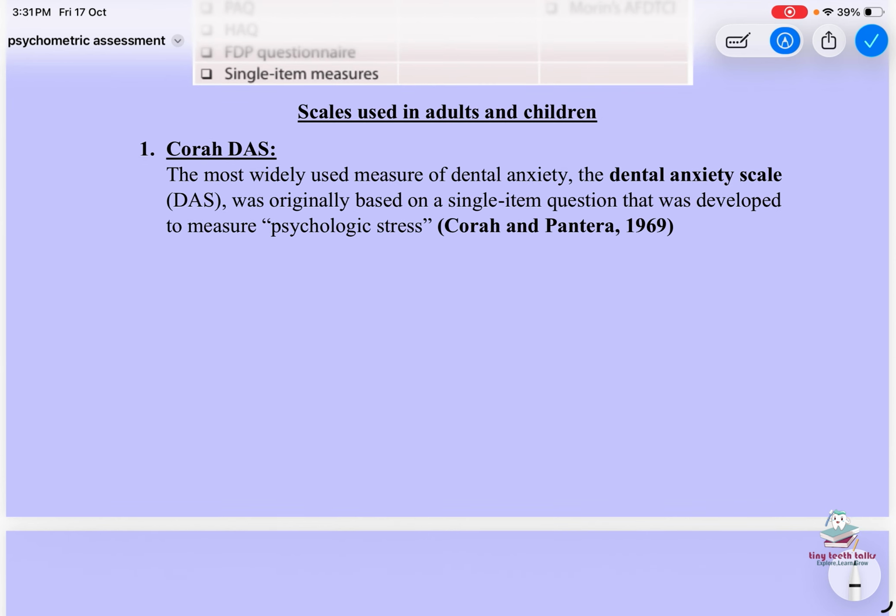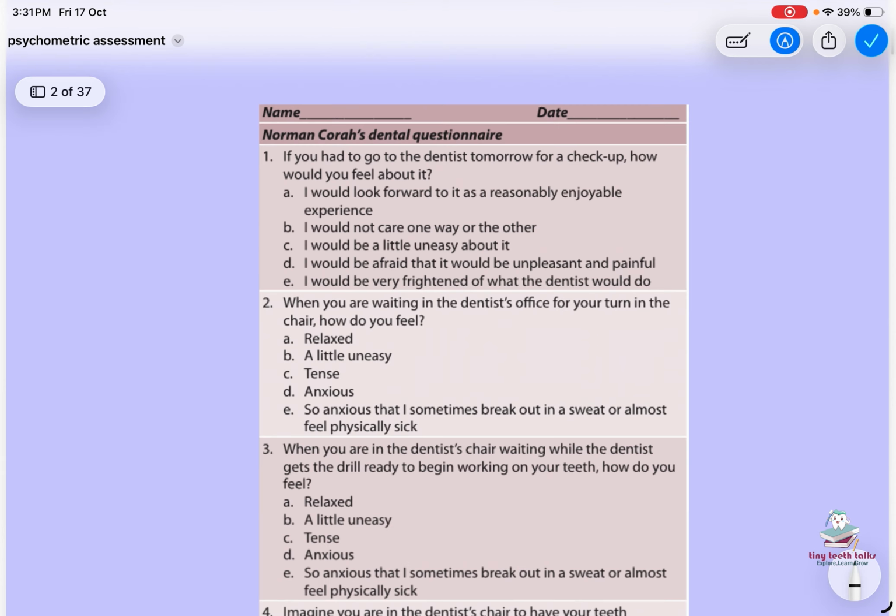First is Corah's Dental Anxiety Scale. The most widely used measure of dental anxiety, the Dental Anxiety Scale, DAS, was originally based on a single item question that was developed to measure psychological stress, and this scale was given by Corah and Pantera in 1969. So these are Norman Corah's dental questionnaire.